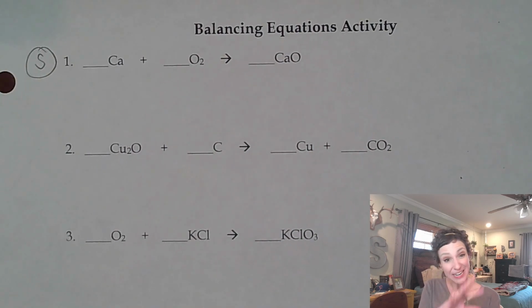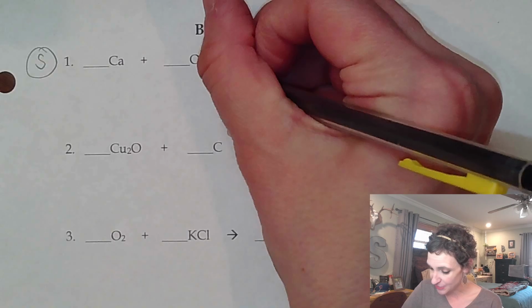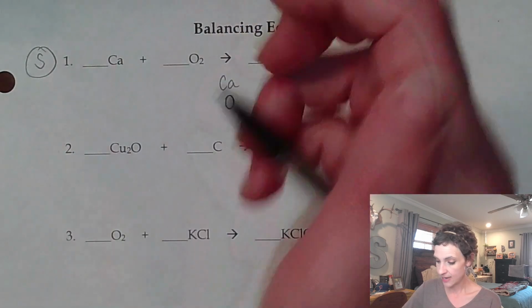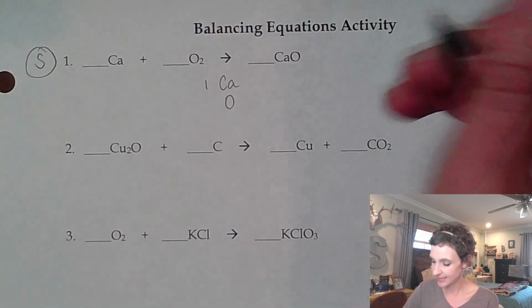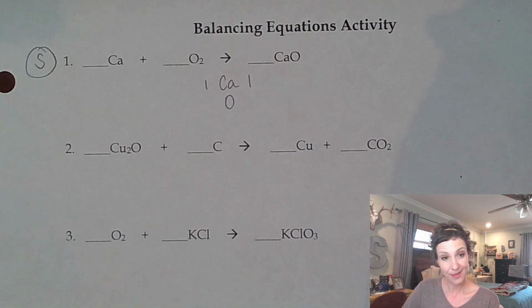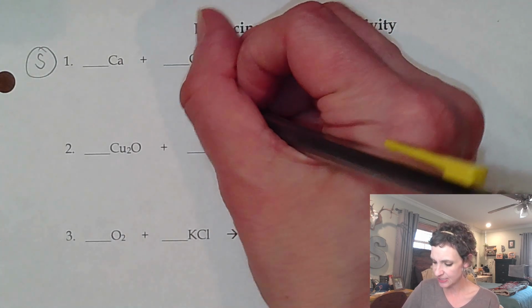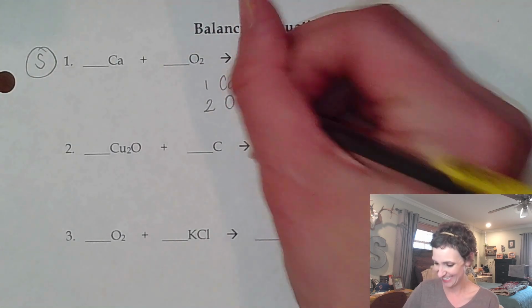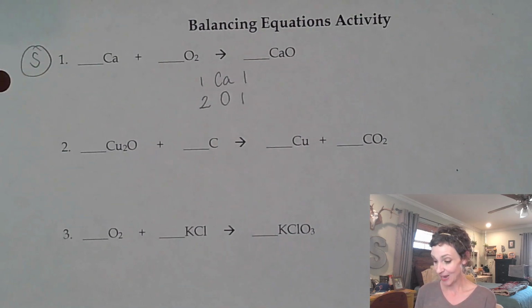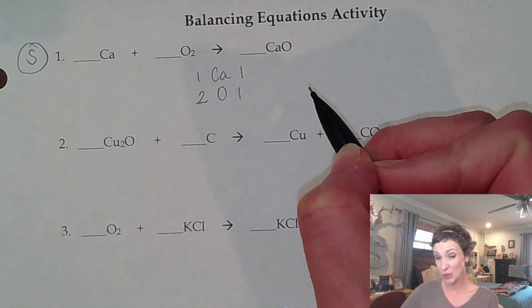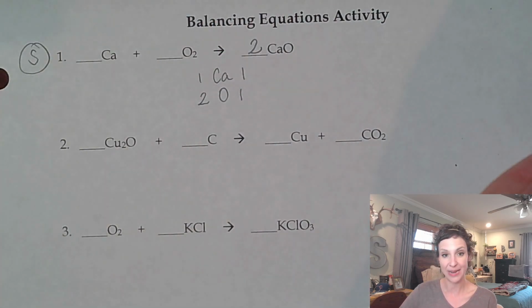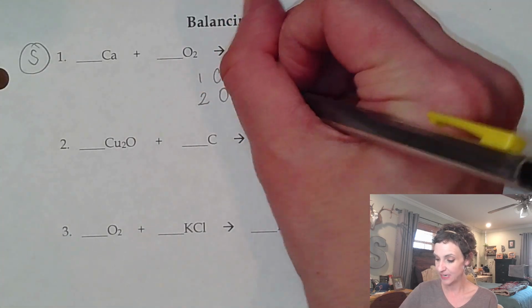All right, so we're going to keep an inventory. In my inventory, I have calcium and oxygen. 1 calcium on this side, 1 calcium on the product side. My oxygens, I got 2 oxygens on the reactant side and 1 oxygen on the product side. Okay, so I see clearly the oxygens are my issue so far. I can get 2 oxygens on the product side if I put a 2 in front of my calcium oxide. That gives me 2 oxygen.